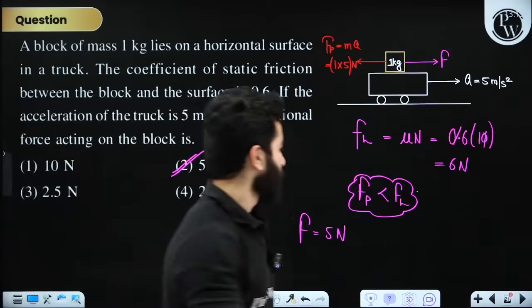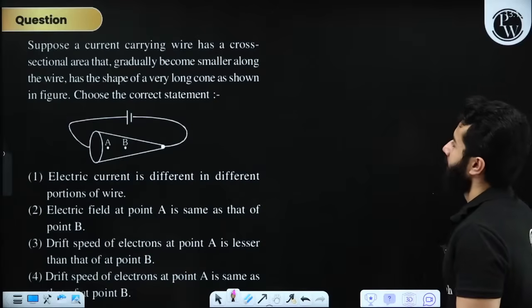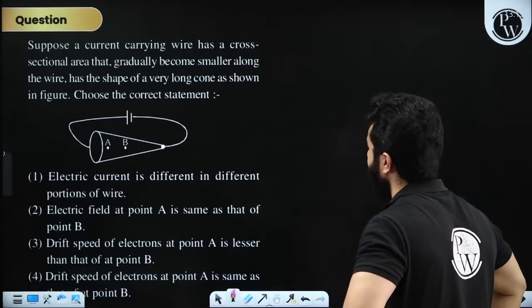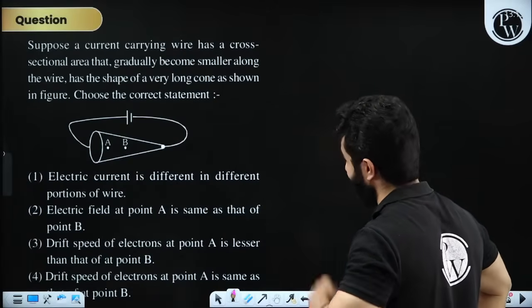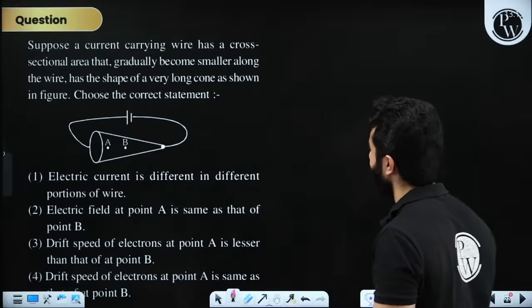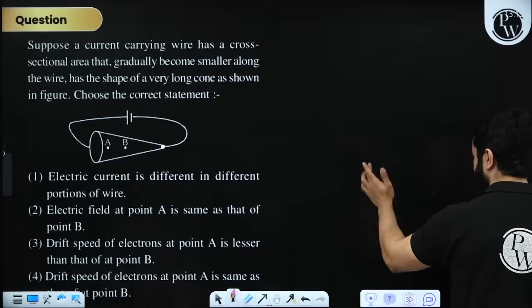Done. Moving on to the next question. Suppose a current carrying wire has a cross-sectional area that gradually becomes smaller along the wire. Fine, its area is becoming smaller. It has the shape of a very long cone as shown in the figure. Choose the correct statement. Let's start.